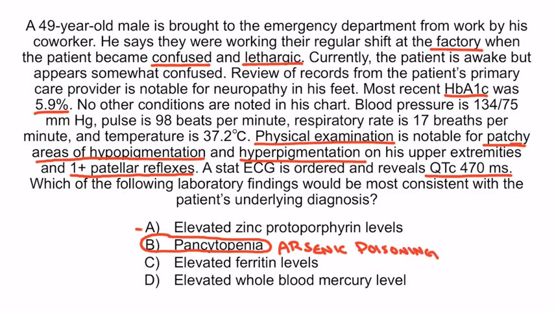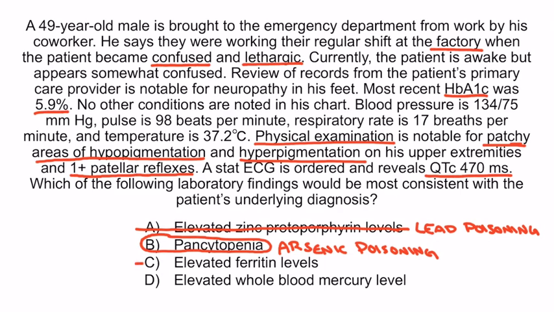Now, option A is incorrect because elevated zinc protoporphyrin levels would be expected in a patient with lead poisoning, not arsenic poisoning. Recall, lead inhibits the enzyme ferrochelatase, which is responsible for combining protoporphyrin and heme to form hemoglobin. Now, inhibition of ferrochelatase will lead to inhibition of heme synthesis and hence buildup of protoporphyrin in the system.